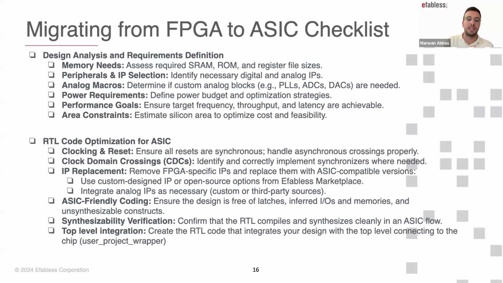And then the next step is to identify the digital and analog peripherals that you need in your design, because you need to explicitly integrate those IPs. Either you're going to do it as a custom IP or an IP from the marketplace, but you need to know which kind of IPs that you need in your design.